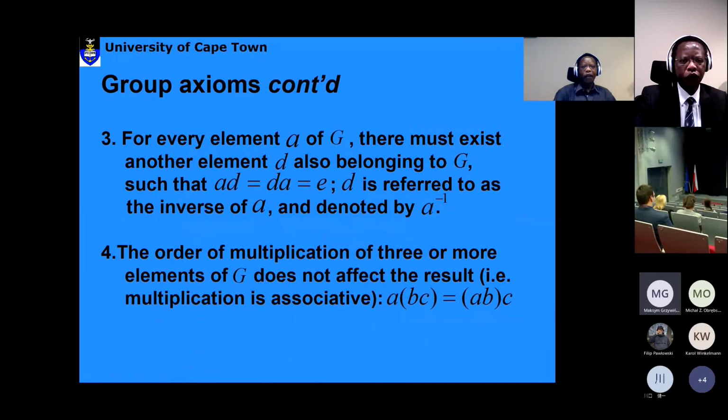For every element A of G, there must exist another element D also belonging to G, such that AD = DA = E. D is referred to as the inverse of A and denoted by A^-1. The order of multiplication of 3 or more elements of G does not affect the result, i.e., multiplication is associative. A(BC) = (AB)C.